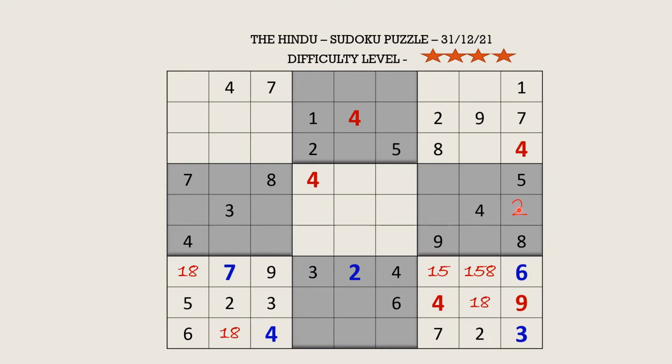So now let's find out the other 2s around the puzzle. There is a 2 here and a 2 here. So these two block these two rows. So this cell takes 2. Now this 2 blocks here, and there is a 2 here which blocks here, and this 2 blocks here. So this cell takes 2. Now this 2 blocks here, this 2 blocks here, and there is a 2 here which blocks here. So this cell takes 2.